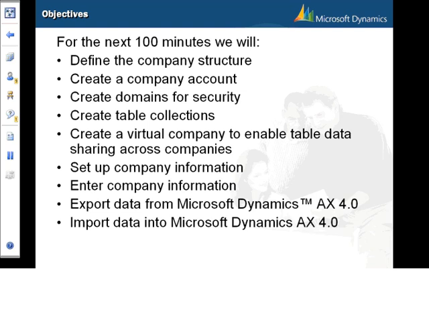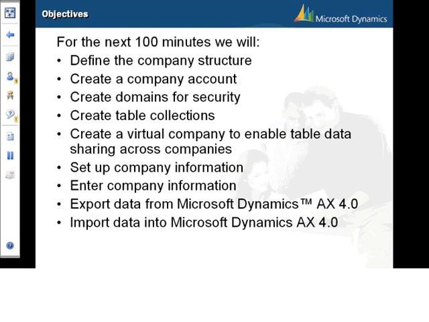Microsoft Dynamics AX implementer has to create all the components that are required to create companies in the system. The implementer starts with creating the company that includes the following components: company accounts, domains, virtual company, table collections. After the main company is set up, the implementer sets up the company information that is used to enter data into the company information form.